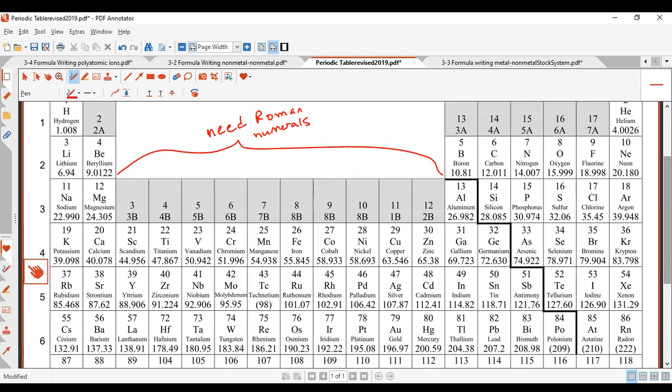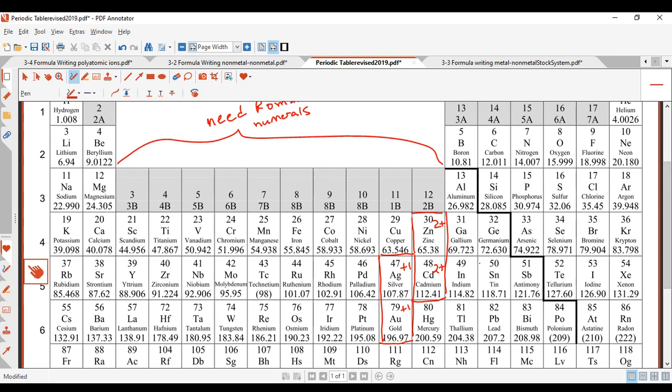Now, there are four exceptions in this middle section. The exceptions are silver and gold. So I want you to kind of box, or you could star these or whatever you want to do. Remember, silver is +1, gold is also +1, and then we have cadmium and zinc. Cadmium's +2, and zinc is also +2. The other two exceptions is we also need Roman numerals for tin and lead.